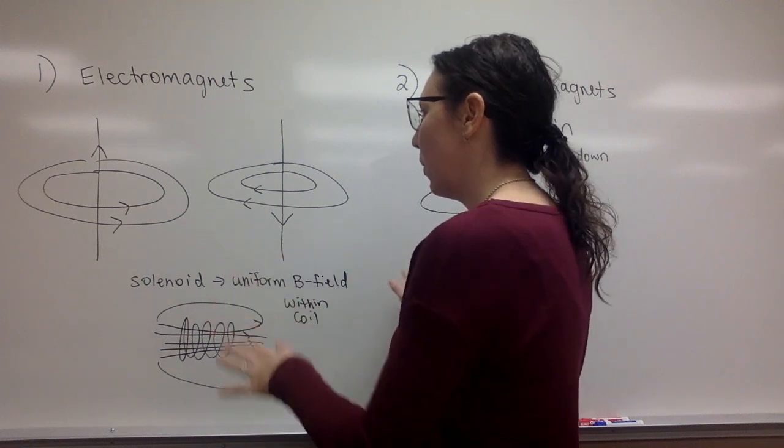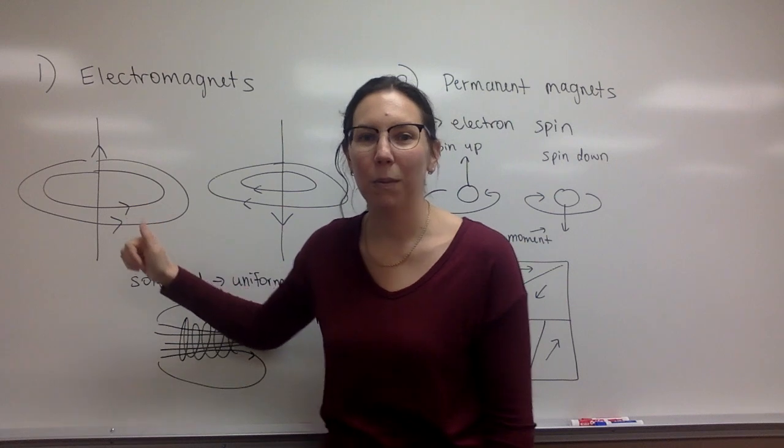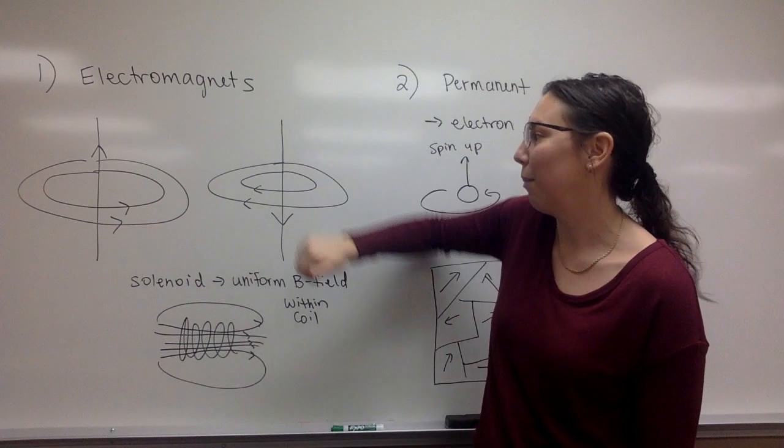And these are two examples here, one where the current goes up and we have a magnetic field curling around the wire this way, and here the current is down and then the magnetic field is curling back into the page.